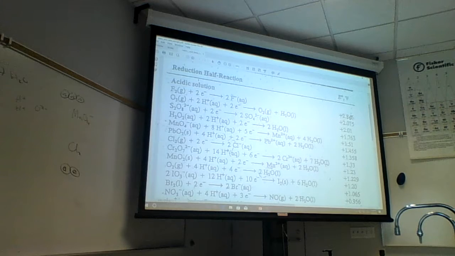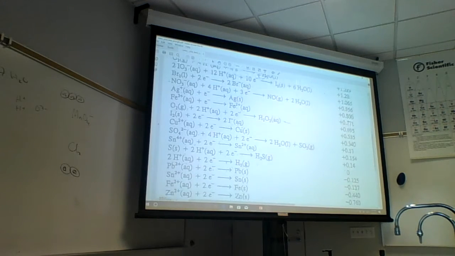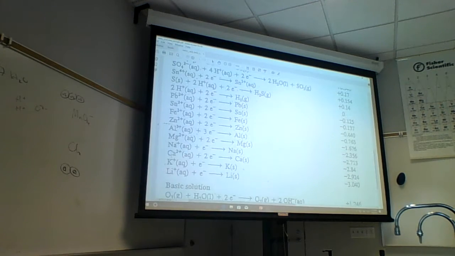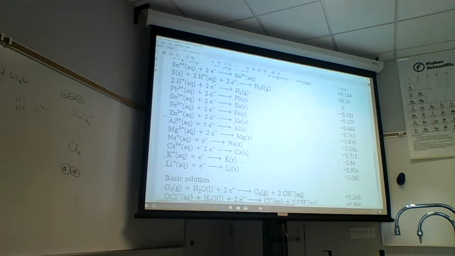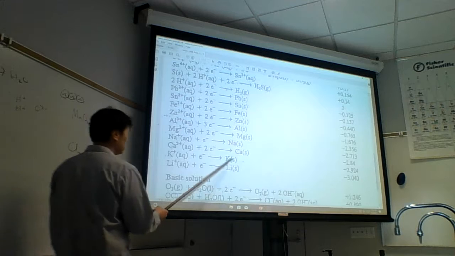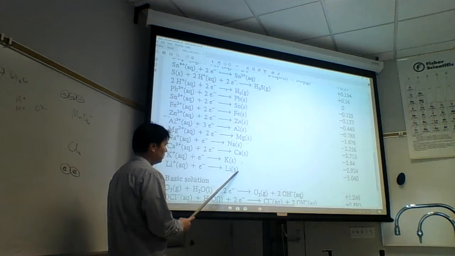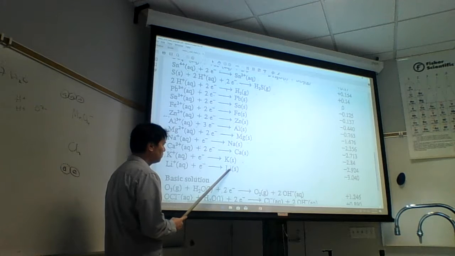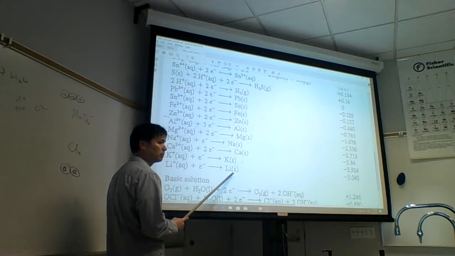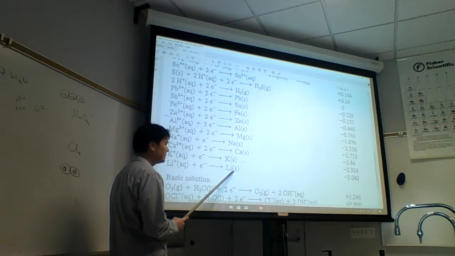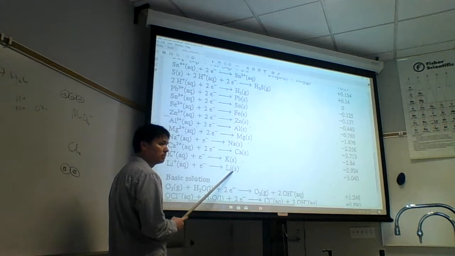Well, fluoride doesn't want to give up electrons, but sodium does. It gives up electrons quite easily. In fact, sodium gave up electrons to water in the video. But lithium is at the top. Lithium is what we call the most powerful reducer. And so this is the one that's easiest to take electrons from, lithium. If you're going to take electrons, take it from lithium.